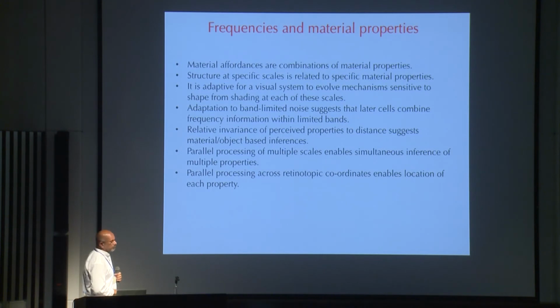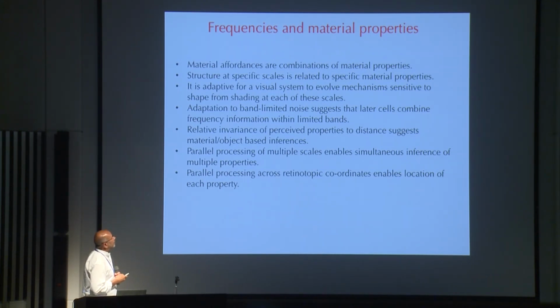So to summarize the thing on frequencies and material properties: material affordances are combinations of material properties. Structure at specific scales is related to specific material properties. That structure comes just from the physical nature of materials, that rough ones just have a finer structure. But all of the stuff that I've shown you was really shape from shading. And it's the shape from shading at different scales that's helping you to make these judgments.